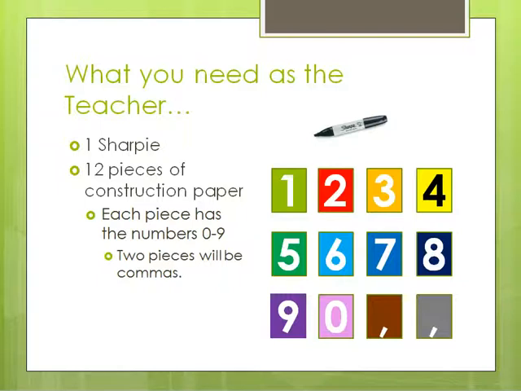Each sheet of construction paper is a different color. The first 10 pieces of construction paper have the numbers 0 to 9. And the last 2 pieces of construction paper you have are commas.